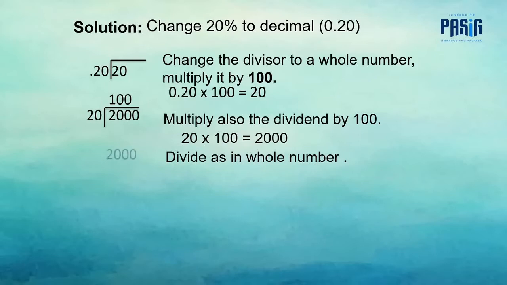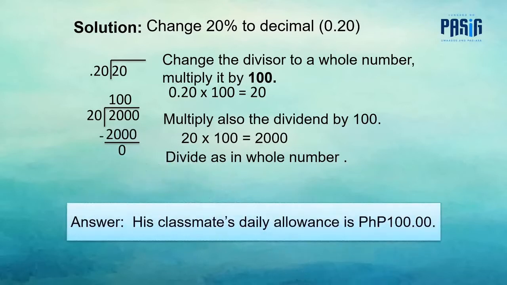100 times 20 is 2,000. Then subtract. And the remainder is 0. The answer is, his classmates' daily allowance is 100 pesos.